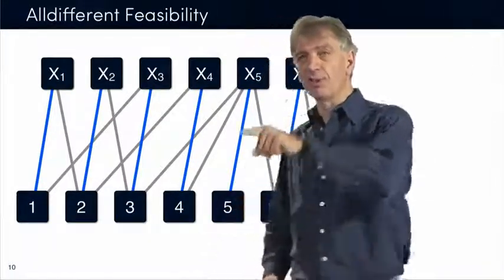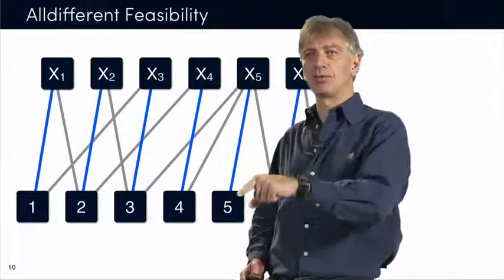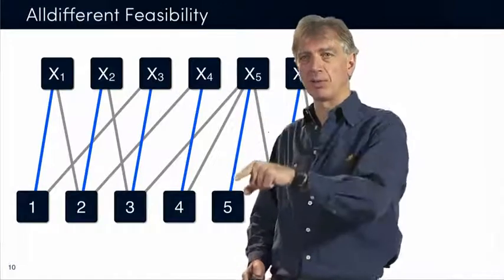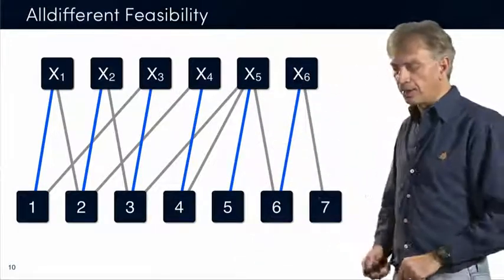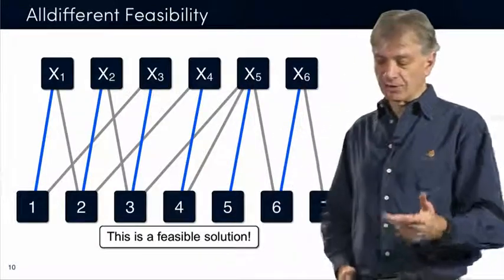Okay, so it's going to be feasible if you have an arrow going from top to the bottom, and there is one leaving every variable, and at most one arriving at every one of the values. Okay. So this is a feasible solution, for instance.